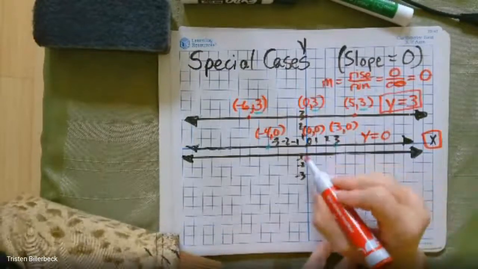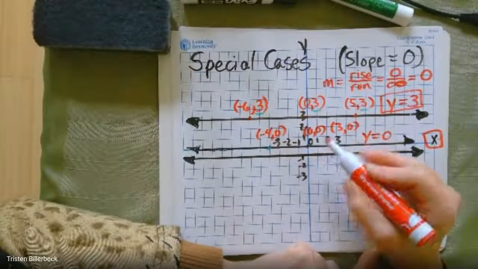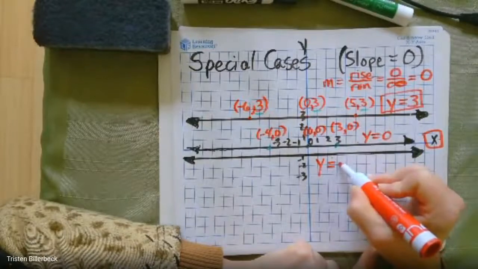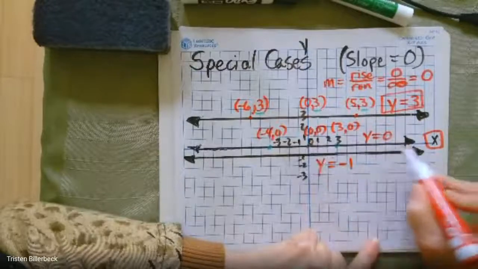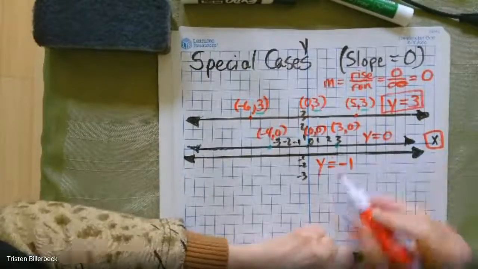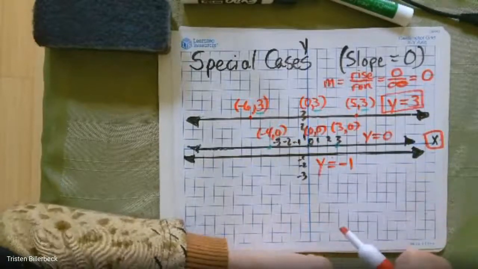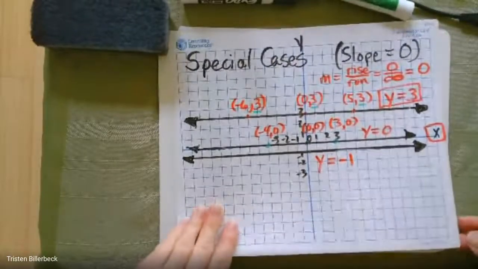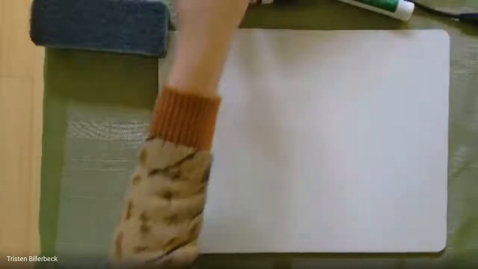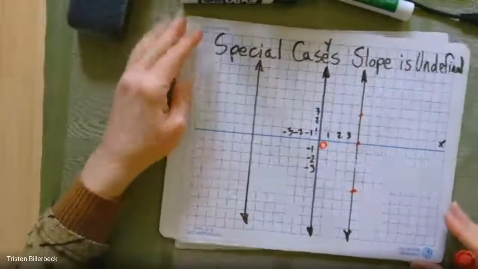So when we go down to -1, we can guess that y goes through -1. So we can just say that's got to be y equals -1 then. If y is always 0 no matter what x is, and y equals 0 here, and this one y is always -1 no matter what we do, then y equals -1. So that's the equation for a line with 0 slope. Okay, so let's go on to the next one.